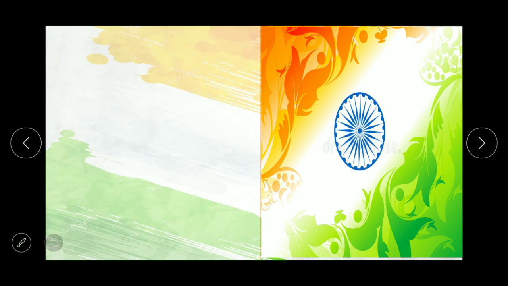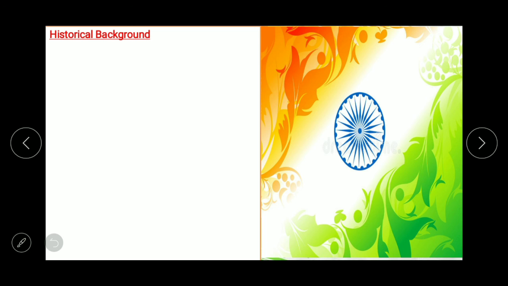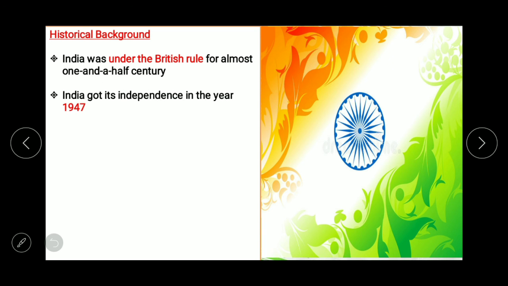And now the next and the last point of the chapter, historical background of India and historical background of Brazil. We already know about the history of India, and you people have already learnt it in the standard 8th. India was under the British rule for almost 1.5 century. India got its independence in the year 1947. Just now we celebrated our Independence Day on 15th August.